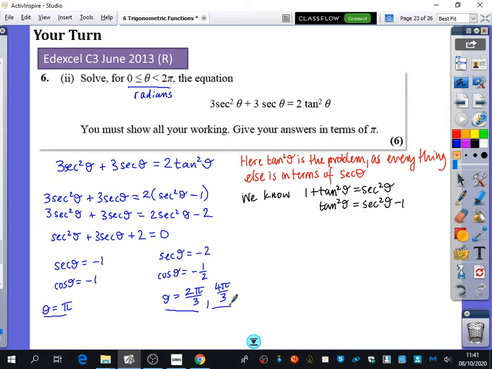Say that again. Oh, so this thing that I've got here is a quadratic equation, right? If it was a quadratic equation, it's x squared plus 3x plus 2 equals 0. Oh, I have done that. 2 tan squared, 2 sec squared theta minus 2. I did include the 2.